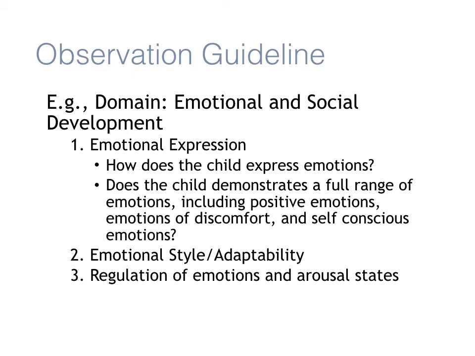As I mentioned before, there are 4 domains and several subdomains. And what we will practice today is emotional and social development, which is the first domain. And under this domain, emotional social development, there are several subdomains. First one is emotional expression. Second one is emotional style and adaptability. And third one is regulation of emotions and arousal states. So let's take a look at how the observation guideline looks like.